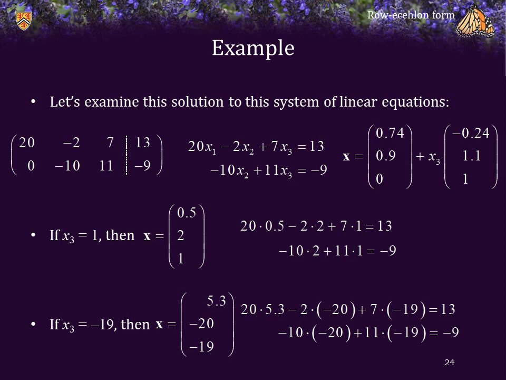With the second equation, substituting in x2 equal to negative 20 and x3 equal to negative 19, we see once again that 200 minus 209 is indeed equal to negative 9. And in fact, if you were to choose any other value of x3 that you want, even pi, and substitute those values into the linear equations, you would see that both equations are simultaneously satisfied.